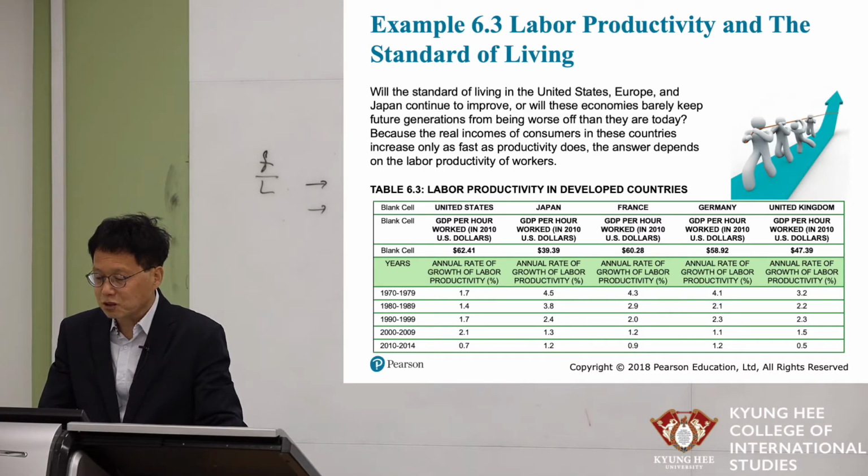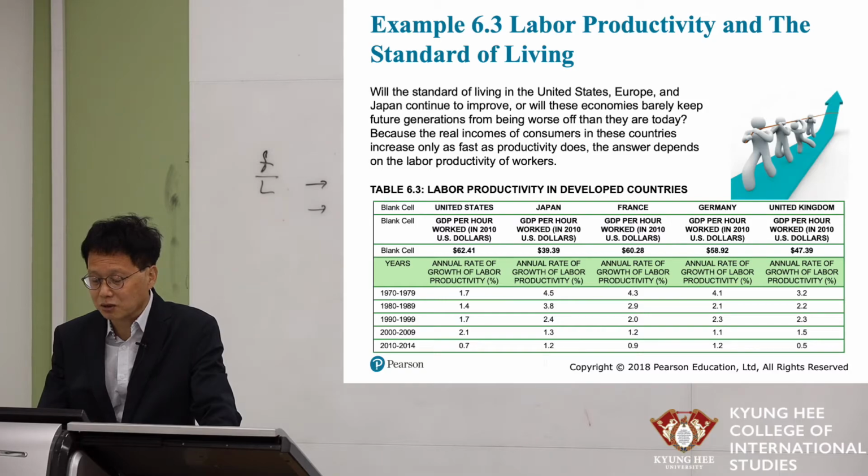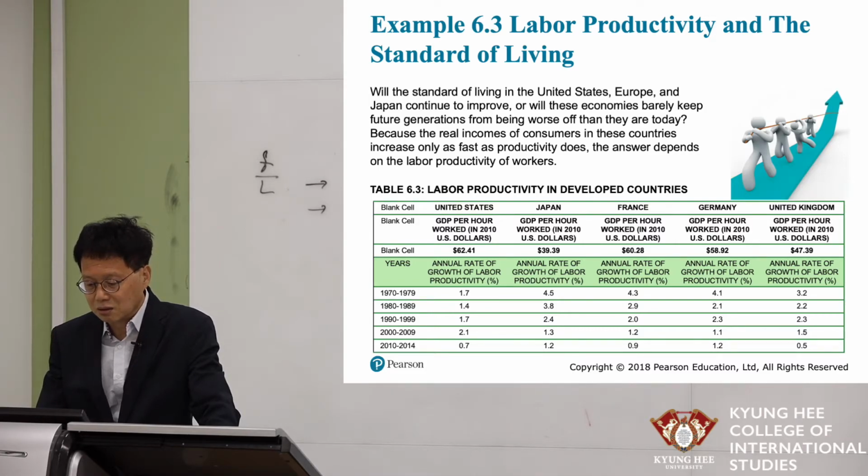Labor productivity and standard of living. Will the standard of living in the United States, Europe, and Japan, simply put the rich world, continue to improve? Or will these economies barely keep future generations from being worse off than they are today? Because the real income of consumers in these countries increases only as fast as productivity does, the answer depends on the labor productivity of workers. Now think about labor productivity in a different period. Anyway, it is positive, in the long term about 1.8%, in Japan, France, Germany, UK, like this.